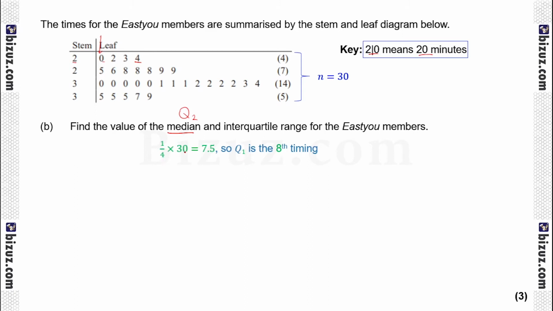So 1/4 into 30 equals 7.5. Okay, so why did I do this? What's the purpose of these terms? One thing is the position of every quartile. How do you find that?